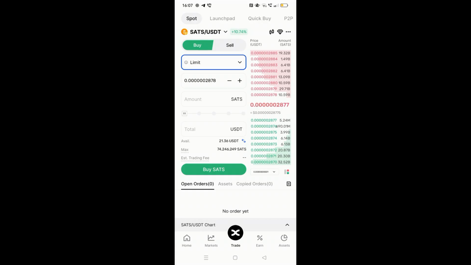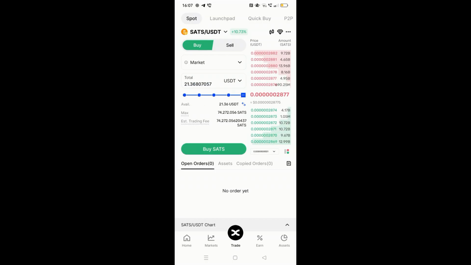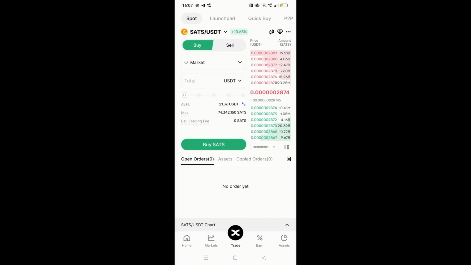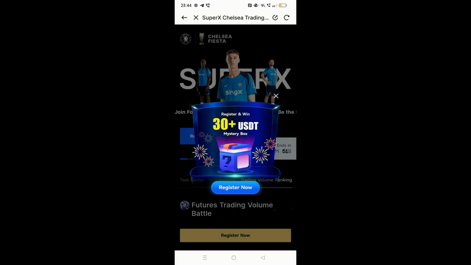Now we are buying SATS at market price. Select market, how many are you going to buy, and click buy coin. You will get them instantly at market price. Now you know how to spot trade on BingX using limit and market.